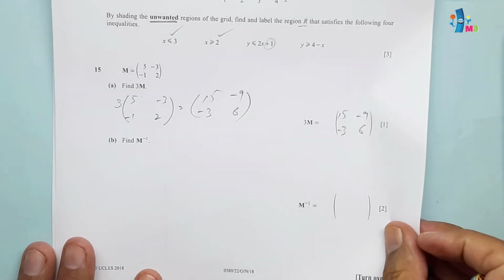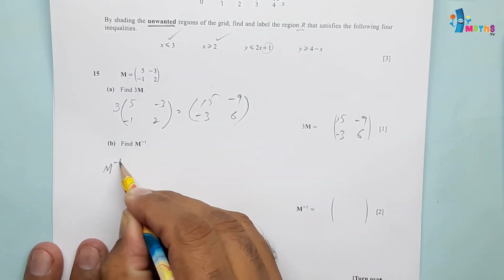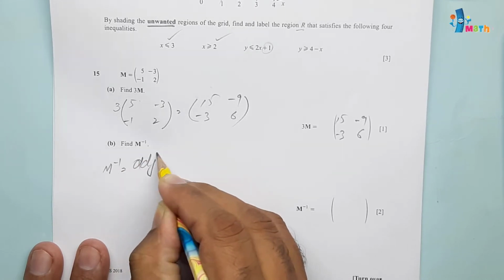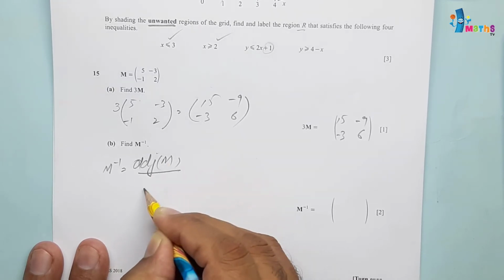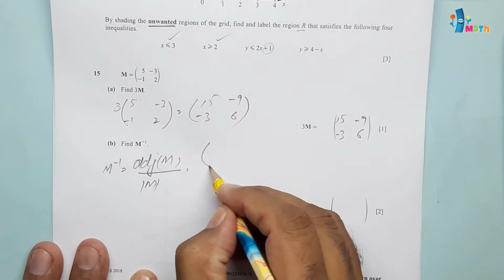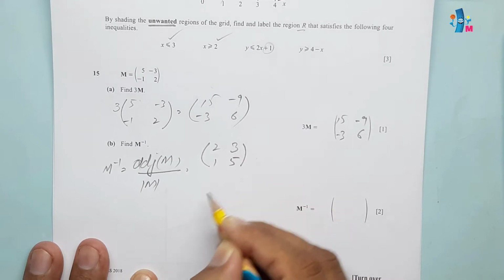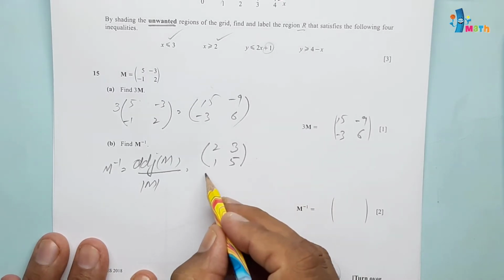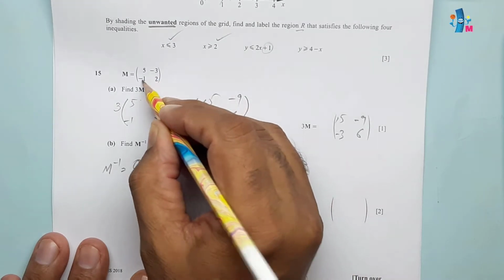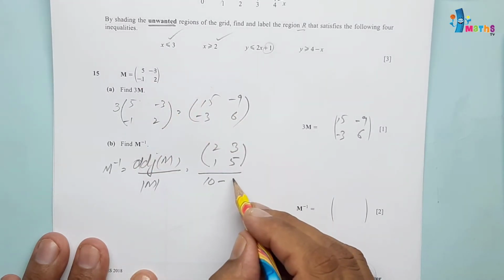Then find M inverse. M inverse will be equal to what? M inverse will be equal to adjoint of M over mod M. Adjoint will be changing these two locations, so this will be 2 and this will be 5, and changing sign of this one, so this will be 1 and 3. Then divided by this multiplied by this will be 10, minus this multiplied by this will be 3.